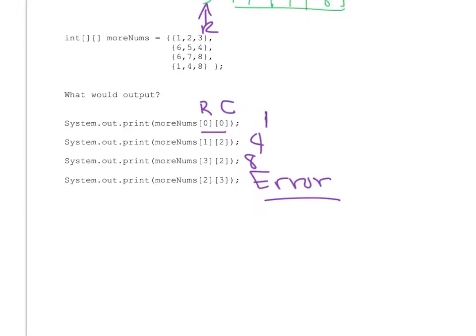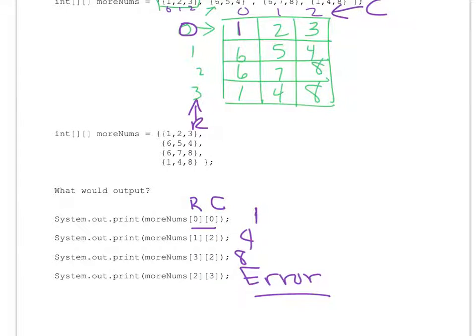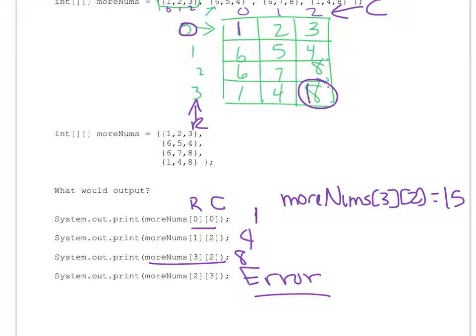Okay, so that's how we declare and look at values. Now you could also assign values. Say I wanted to change that 8 here. We could assign it more nums 3, 2 equals 15, and this would change this value here to 15. So it's the same idea, you just always have to have your rows and then your columns in order.